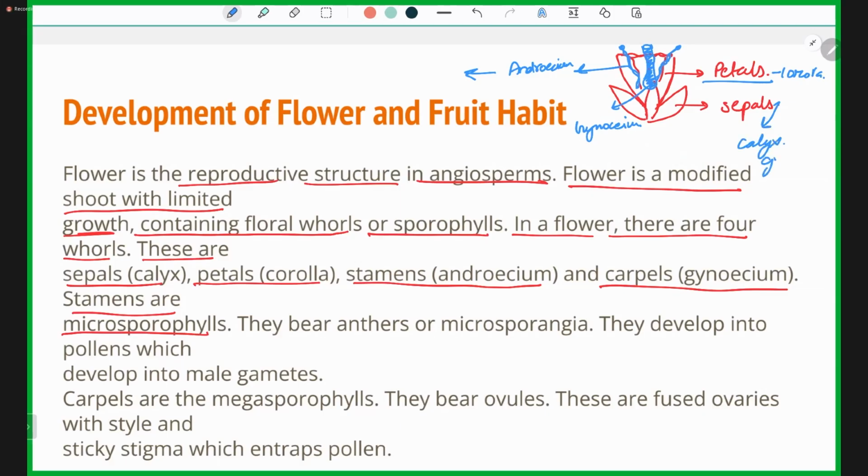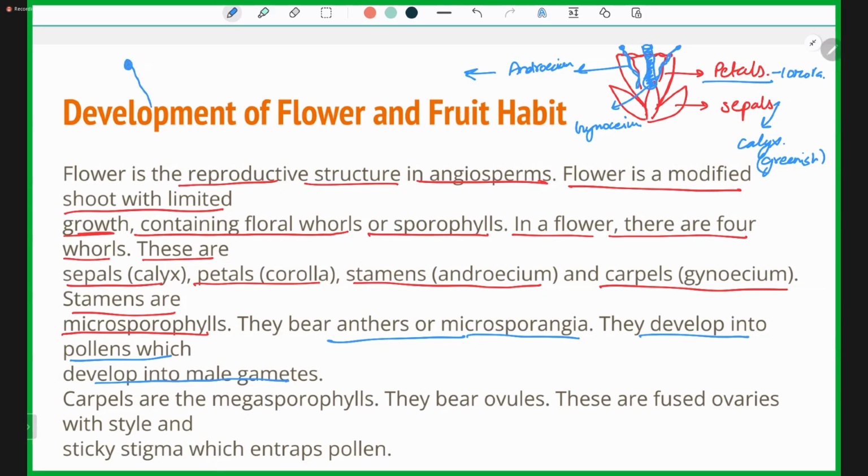The calyx is the greenish part of the flower, and the petals, the corolla, are usually colorful, which attracts the insects and the birds. Now they bear anther or microsporangia. They develop into pollens, which develop into male gametes. Now these stamens are the microsporophylls. We know that.